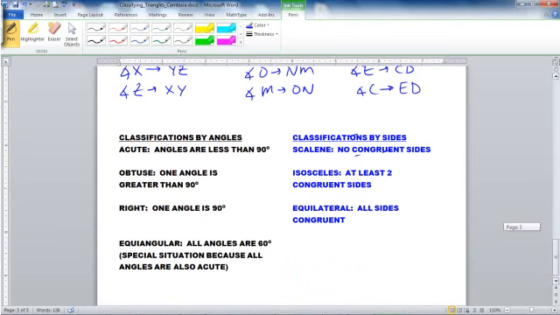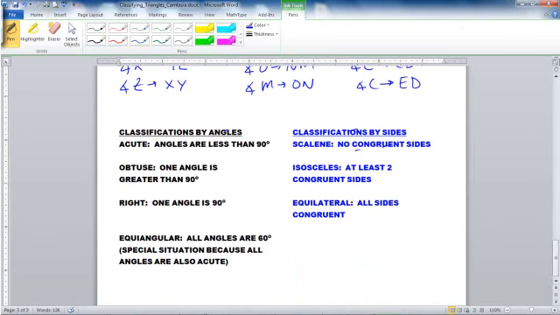So again, here's a little review. Classification by angles: acute, obtuse, right or equiangular, and then by sides: scalene, isosceles, which is at least 2 congruent sides, and equilateral, though we usually save the isosceles for 2 congruent sides.